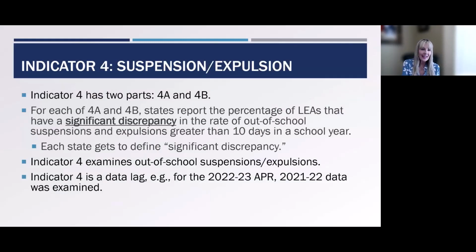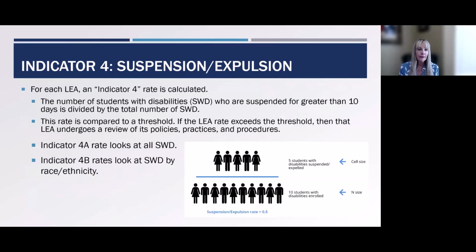So let's talk about indicator 4. Indicator 4 has 2 parts, 4A and 4B. For each of these, states report the percentage of LEAs that have a significant discrepancy in the rate of out-of-school suspensions and expulsions greater than 10 days in a school year. Each state gets to define significant discrepancy. And indicator 4 is a data lag. So for the 22-23 APR, which was submitted on February 1st, 2024, 21-22 data was examined.